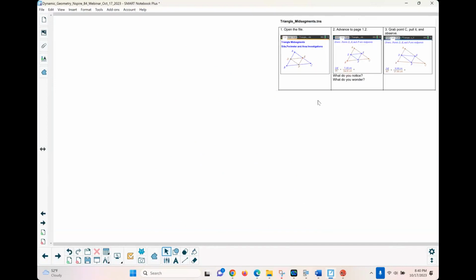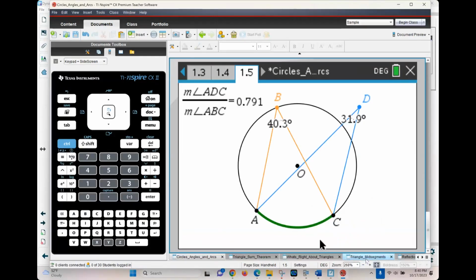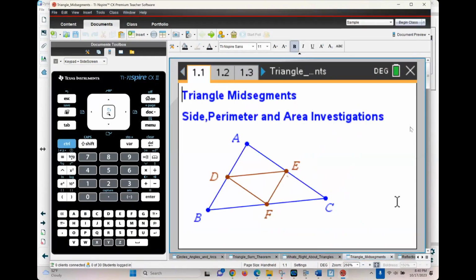I'll go last one. I'm going to do this because I want to go back to the 84. So this is triangle mid segments. It's one of my favorite activities. And again, this will be on Nspire, and then I want to go back to the 84. So triangle mid segments. There we go.